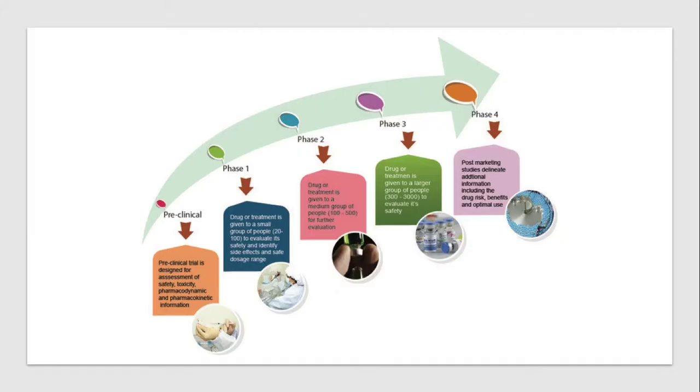So what about randomized controlled drug trials? Preclinical is where a trial is designed to look at the safety, toxicity, and pharmacodynamic and pharmacokinetic information of a drug. Phase 1 is given to a small group of people to evaluate its safety and identify any side effects. Phase 2 is where it's given to a somewhat larger group for further evaluation. A phase 3 trial is where it's given to an even larger group to evaluate its safety. And phase 4 is where they have post-marketing studies that help identify information that was not identified in the original trials of the study.